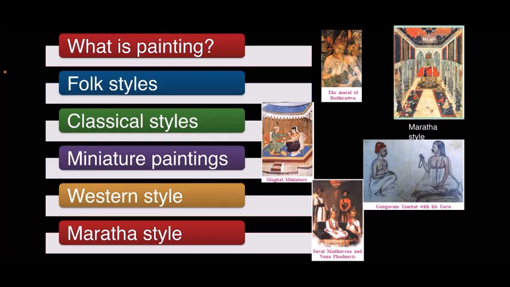The mural of Bodhisattva at Ajanta Caves is one of the finest examples of the art of painting. Mural means a piece of artwork which is painted or applied directly on a wall, ceiling, or other permanent surfaces. Now, what are folk styles of paintings?